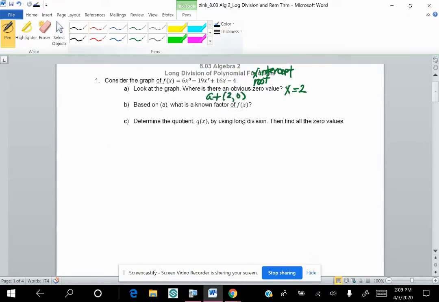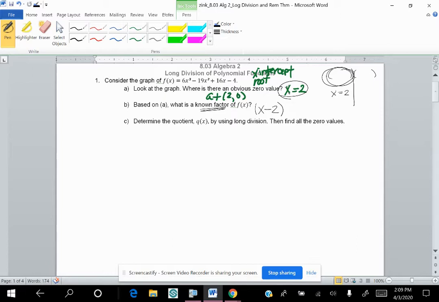So now it says, what is a known factor? So when you see factor, I want you to be thinking of when you factor something into 2 sets of parentheses. So each of these parentheses is one of your factors. So if I know that my answer is x equals 2, think about what would be in those parentheses so that when I set it equal to 0 and solved, I would get x equals 2. Well, really, if you just change the sign, it'll give you that root. So x minus 2 would be our factor.